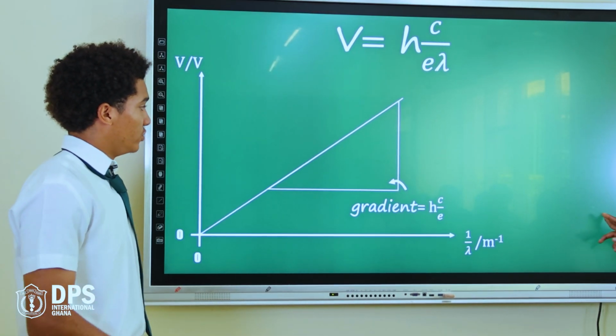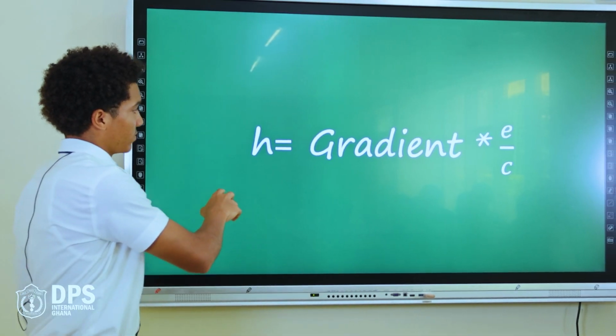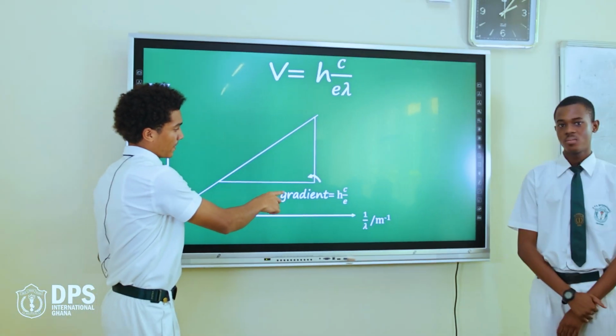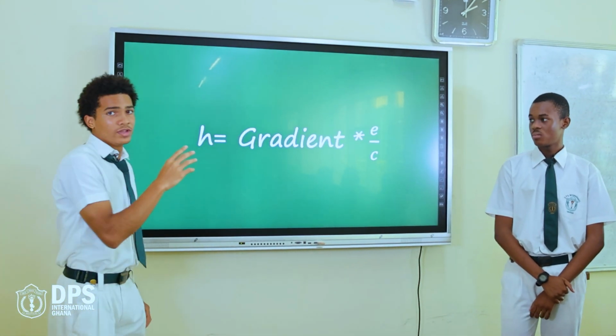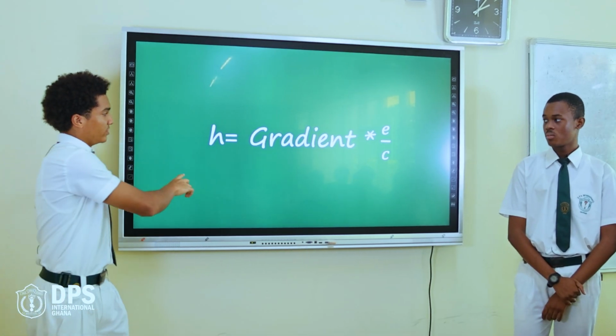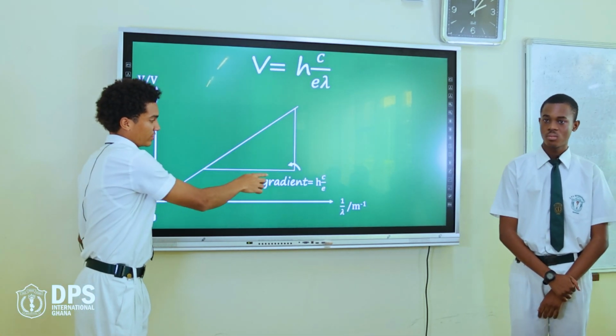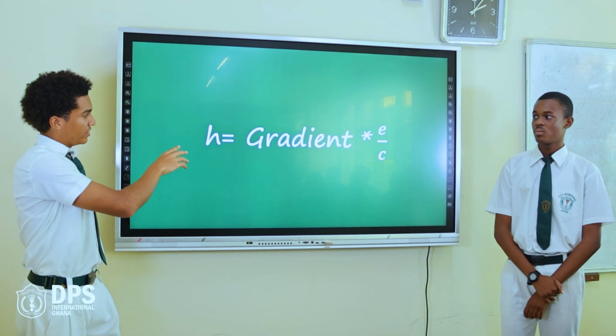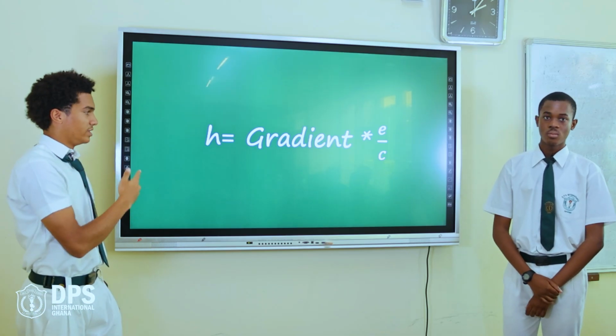And then you calculate the gradient, and after that you take the gradient formula that you use here, and then you rearrange it so that you make h the subject, and then you find Planck's constant, because that's h.